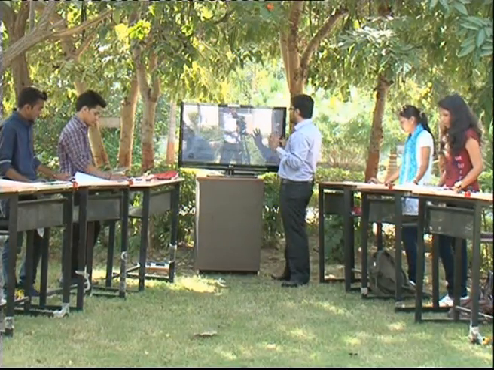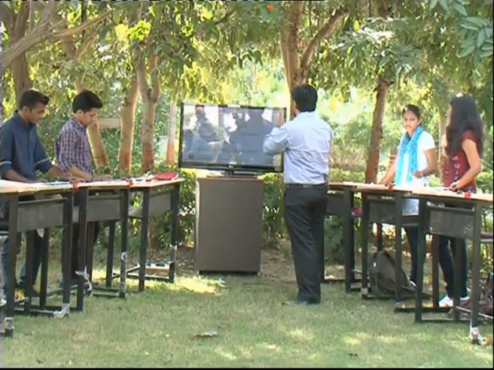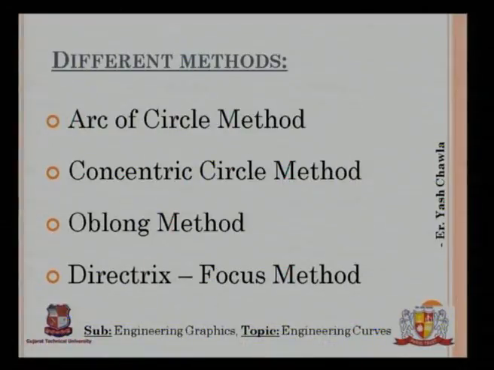Okay. Now the different methods that are available for the construction of an ellipse, we will be discussing 4 methods. The first is the arc of circle method, second is the concentric circle method, third is the oblong method, and finally we will be discussing the directrix and focus method. Okay. So let us move to the first.